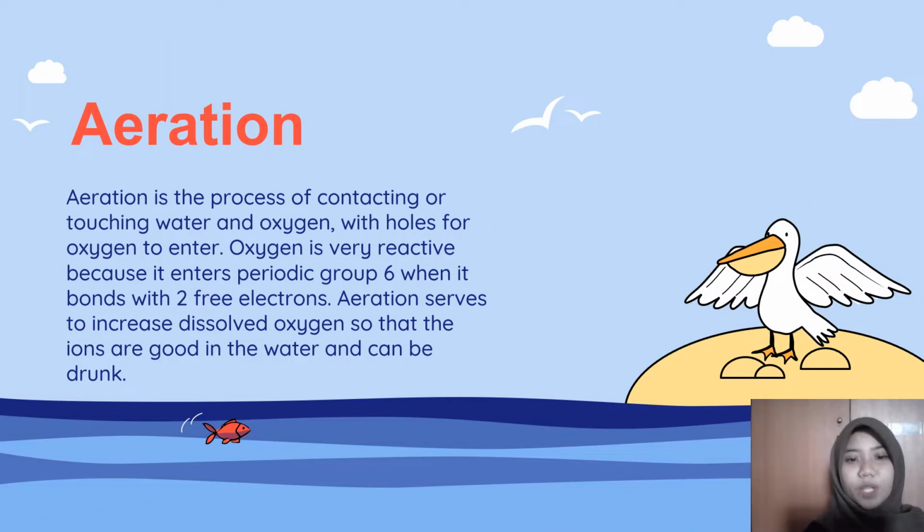Aeration is the process of contacting or touching water and oxygen with holes for oxygen to enter. Oxygen is very reactive because it enters periodic group 6 when it bonds with two free electrons. Aeration serves to increase dissolved oxygen so that the ions are good in the water and can be drunk.